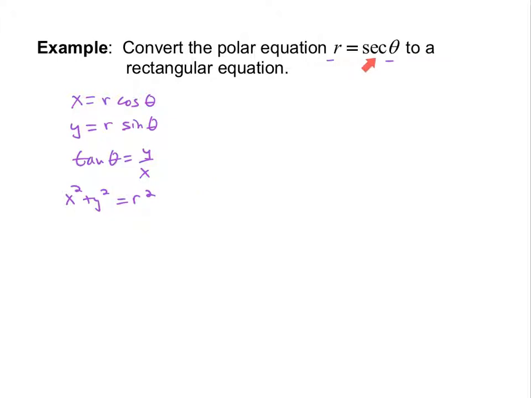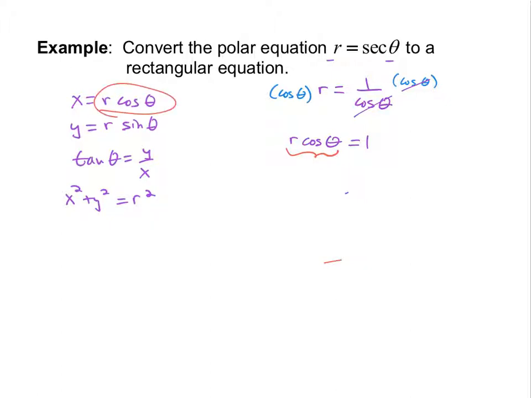So I think what I'm going to do is take this secant and change it to 1 over cosine. So that's going to look like this. r equals 1 over cosine of theta. Now I don't know what else to do, so how about if we just clear the fractions and see if that helps. After the cosines cancel, I end up with r cosine theta equals 1. And that's great because anytime you can come up with an r cosine theta, you can change it to x, which means this equation turns into x equals 1.